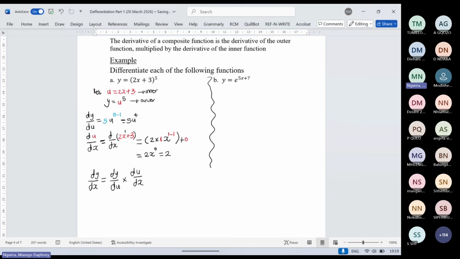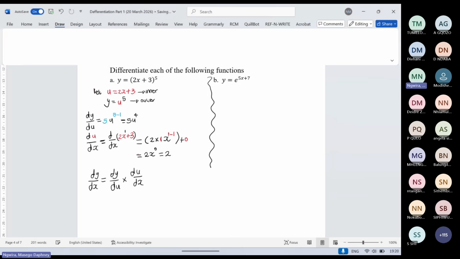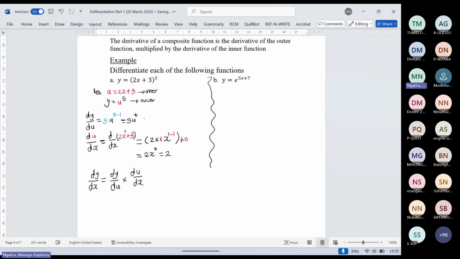It says that the derivative of a composite function, what is my composite function? It is this one. It is equal to the derivative of the outer, which is this one, multiplied by the derivative of the inner. What is the inner? It is this one. For the derivative of the outer, we got 5u to the power of 4. Inner, it's 2. Very important: you must find the outer and the inner first. This is my outer. This is my inner. Those are the derivatives.